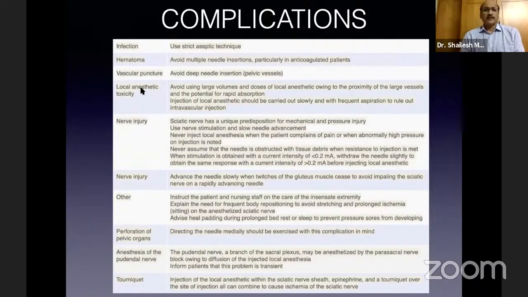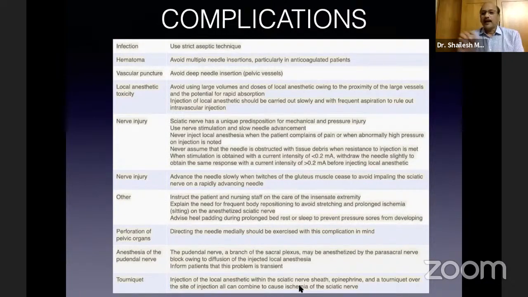Vascular punctures, like any other, and the same local anesthetic toxicity if you are injecting intravascular. Now nerve injury. The sciatic nerve has a unique predisposition for mechanical and pressure injury. So this is quite common. You have to be very careful when you're tying a tourniquet, and especially post-operatively, you have to inform the sister, the patient, and the relative that they should not sit, because the area is numb for quite some time. They should not sit on a chair on the sciatic nerve because it can affect the nerve supply to the sciatic.